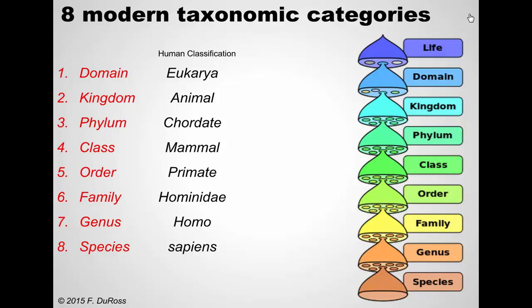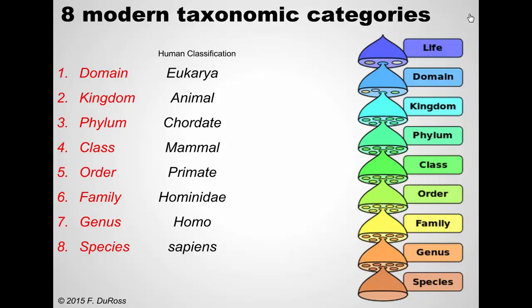If we think about where humans fit in the system, humans are in the domain Eukarya, kingdom Animalia, phylum Chordata, class Mammalia, then order Primates, family Hominidae, genus Homo, species sapiens. And that's where humans fit in the overall classification scheme.